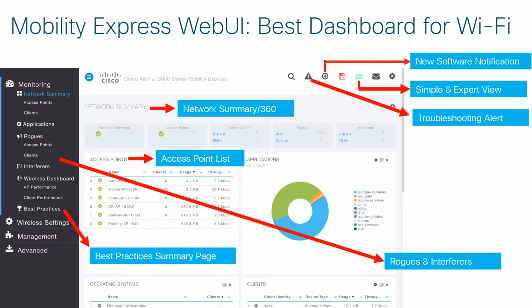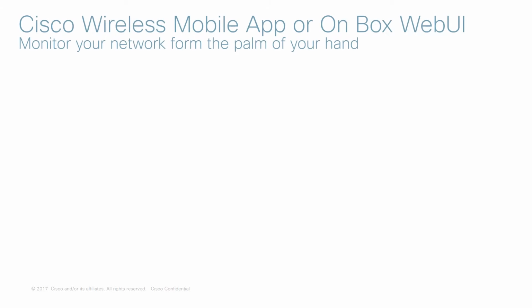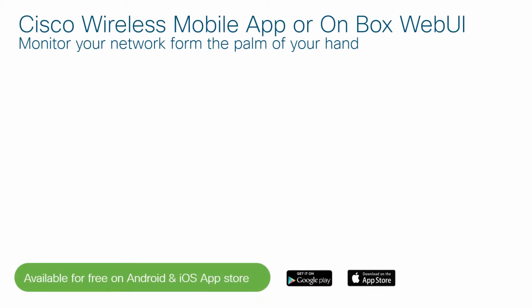You can quickly identify the top applications used in your network and take corrective actions. For example, you could set rate limits or drop traffic off the application through AVC. The entire web UI has the same look and feel, making it one of the best, if not the best, dashboard for Wi-Fi. We have free iOS and Android mobile apps as well.